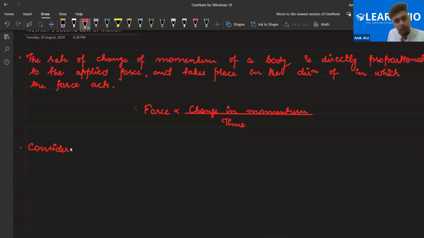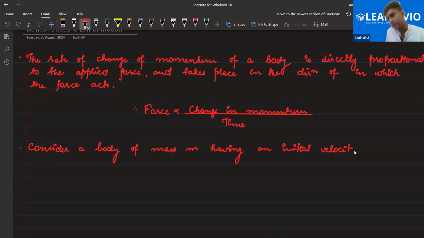Consider. You have to write the derivation in this manner, because derivations do not have multiple methods. A derivation is simply a statement which is confined. So that's why you have to write this in a particular manner. Consider a body of mass. Because you have to tell how you started and how you achieved the result, these statements in a derivation are very important.